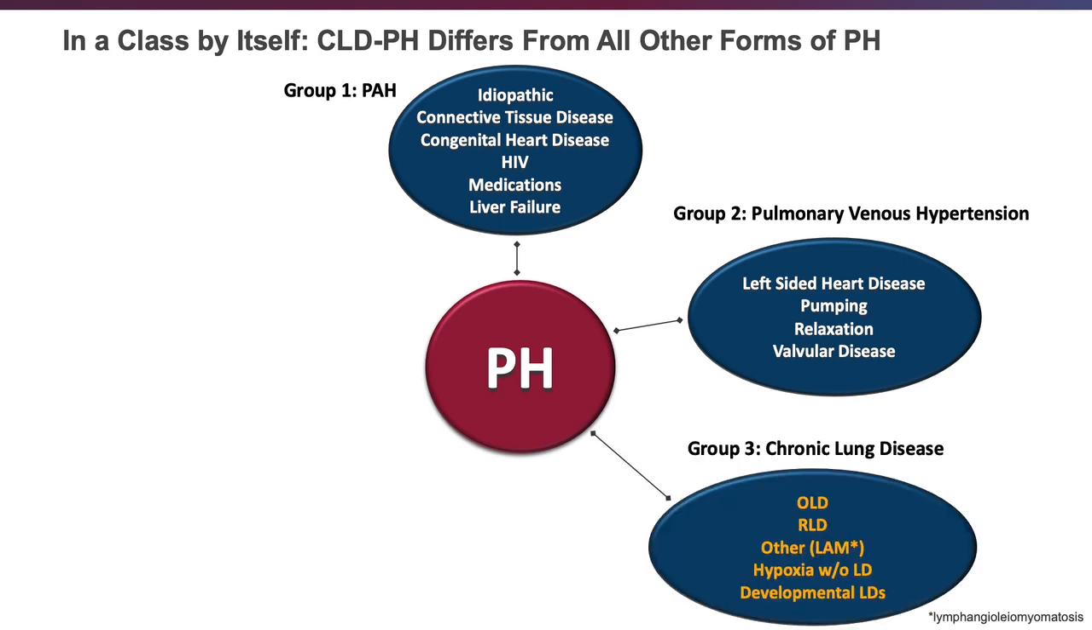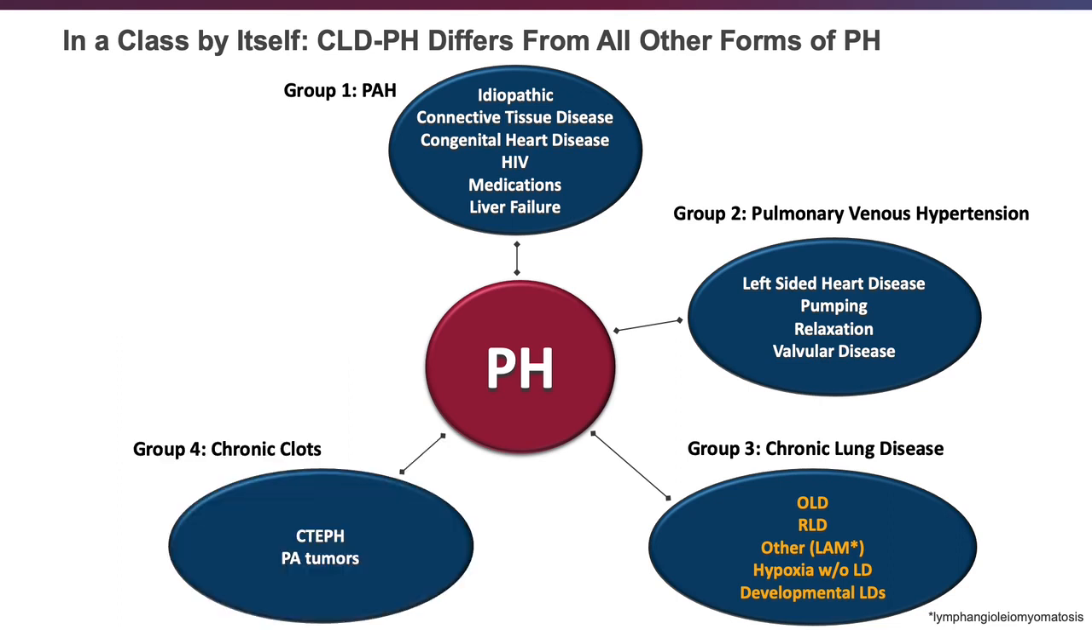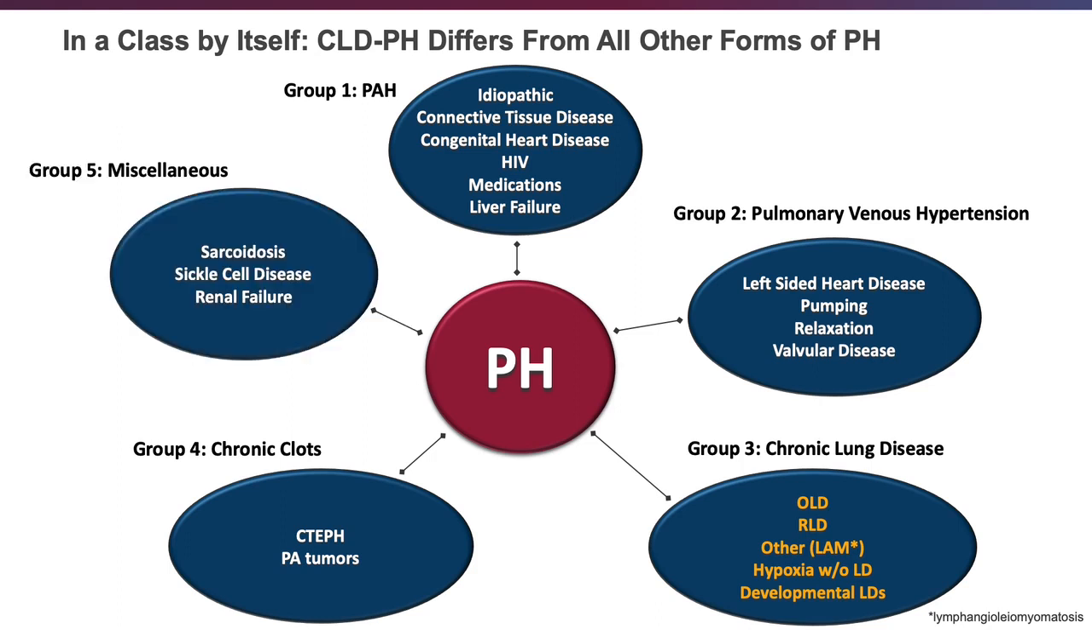Group 3 pulmonary hypertension encompasses parenchymal lung diseases, in addition to other causes of hypoxia and some developmental lung diseases as well. And this is where chronic lung diseases fall. Group 4 is pulmonary hypertension caused by chronic clots as well as vascular occlusions. And Group 5 pulmonary hypertension is something we call miscellaneous, and there are a number of conditions that can cause that.